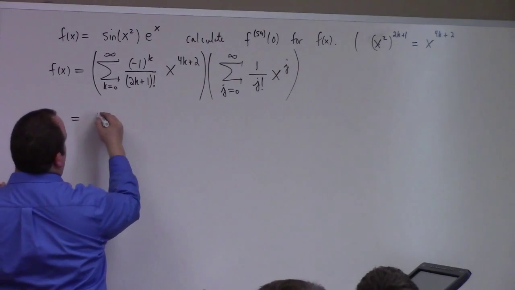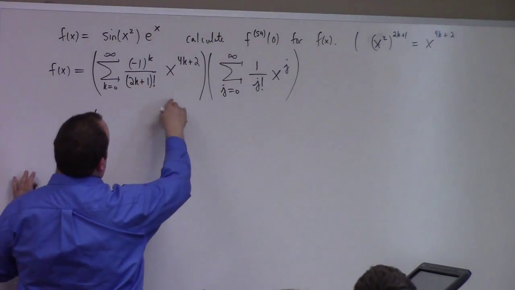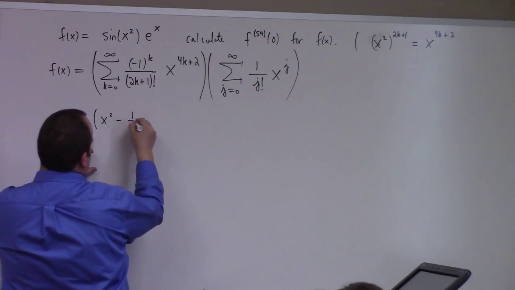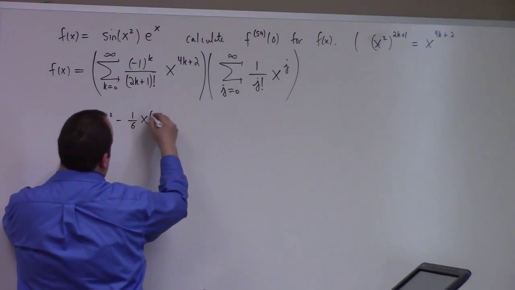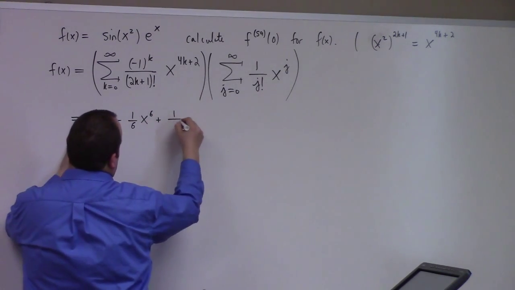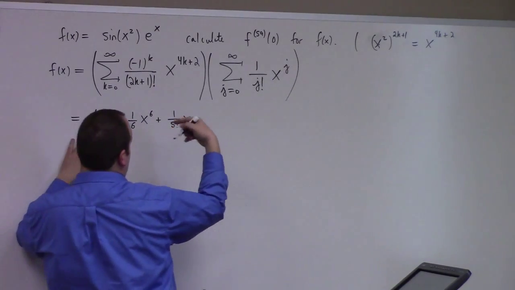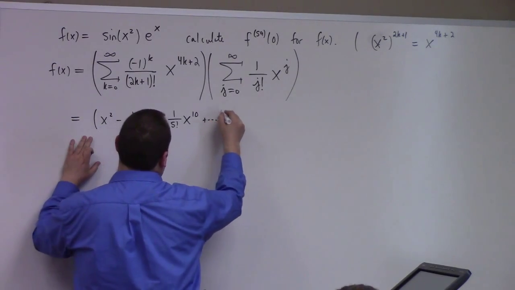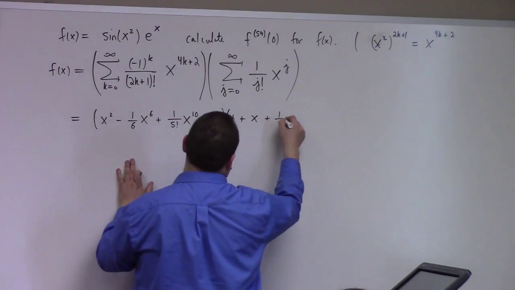So what that looks like, to be more explicit, this is x squared minus 1/6 x to the 6, right? 1 over 5 factorial, x to the, let's see, k equals 2 gives me 10, and so forth. And over here, easier, 1 plus x plus 1/2 x squared.